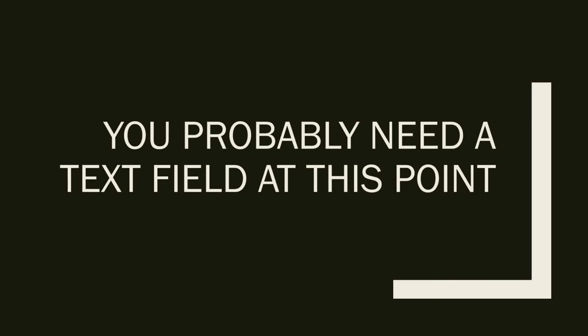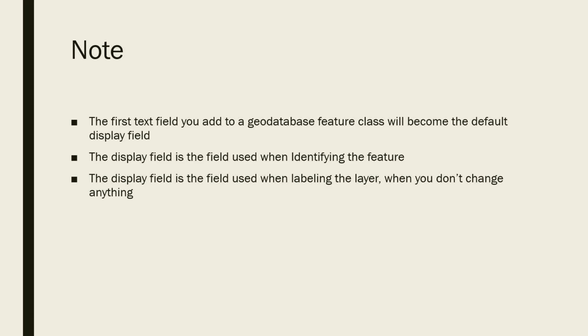All right. If you've already determined that you don't need a numeric or a date field for your sample values, then you probably need a text field at this point. So here's how a text field is utilized in ArcGIS. The first or leftmost text field in a geodatabase is going to become what's called the default display field. The display field is used when you're identifying a feature, and it's used when you're labeling the feature if you don't change anything else.